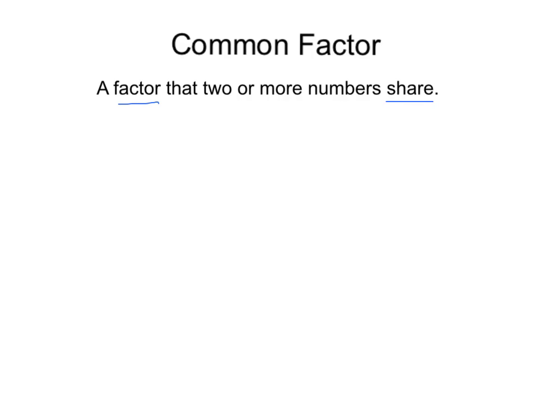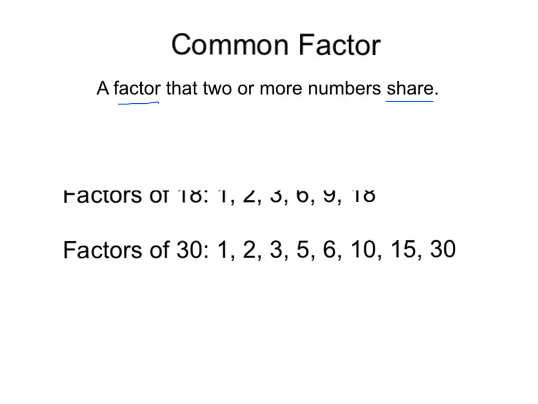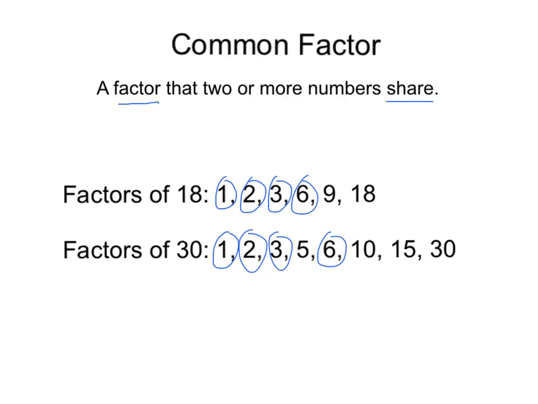A factor, or a common factor, is a factor that two or more numbers share. So that means if we were to look at a number, say we're looking at factors of 18, which are 1, 2, 3, 6, 9, and 18. And the factors of 30, which are 1, 2, 3, 5, 6, 10, 15, and 30. Common factors would be numbers that are the same. So they have a common factor. 1 is a common factor, 2 is a common factor, 3 is a common factor, 6 is a common factor. All the rest of them are different, so those are the only factors that they have in common.